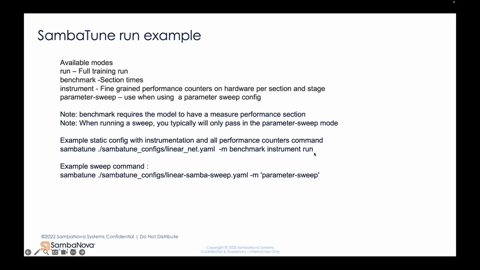Fairly self-explanatory. One thing that I didn't know until I actually tried this myself, you cannot combine parameter sweep with instrument, unfortunately. So if you're doing a parameter sweep and you pick out your best one, and you're still not happy with it, then you can do a standalone SambaTune on that best one, with the instrumentation flag turned on and get more data out of it.